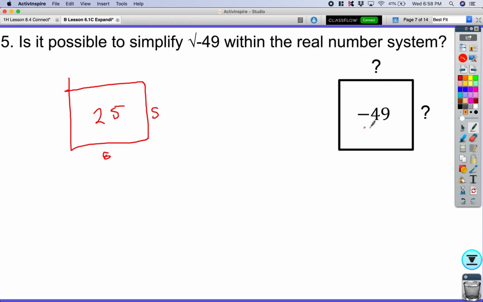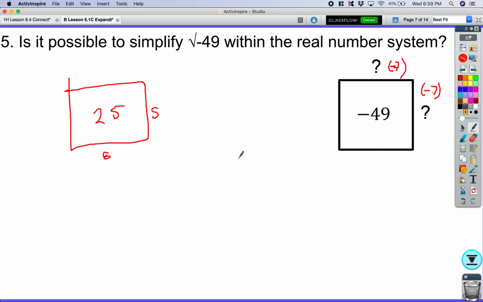Are there any two numbers that are exactly the same that multiply to -49? And you might think, well, 7 and -7. And I'm like, well, wait a second. Those aren't exactly the same. No, you can't do that. So you're like, what if they're both negative? Well, a negative times a negative is a positive, and that wouldn't work either.